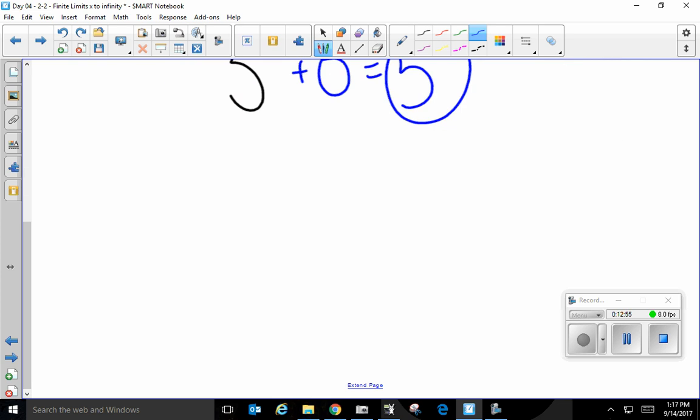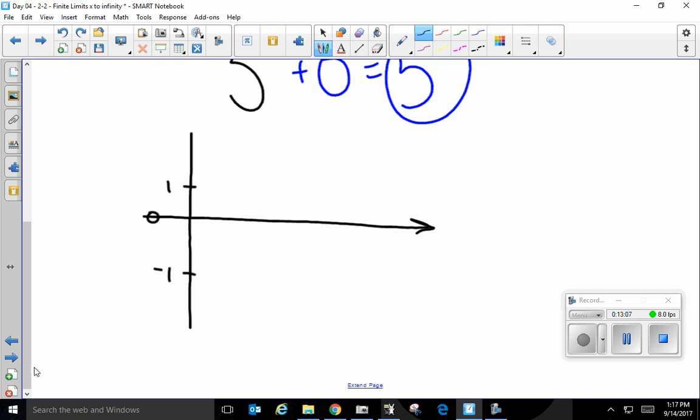Does anybody remember what the sine of x looks like? The graph? It's the curve, right? So here's positive 1, here's negative 1, here's 0 on the y, and here's my x-axis. As x goes to positive infinity, it goes to the right forever, doesn't it? So what happens to sine?